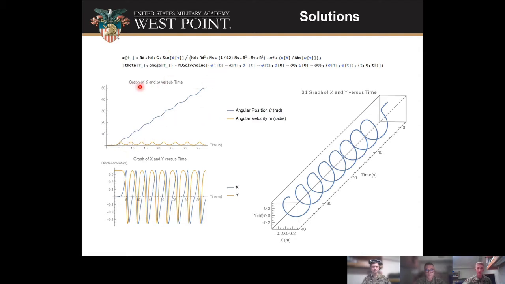So the first graph we have is a graph of theta and omega. So that's going to be position and angular velocity over time. So you can see a slow start, and then you start to get this almost constant increase in angular position. Obviously, it's going to vary depending on where it is relative to the wheel. And then it's going to slow down slightly as you start to see that acceleration due to friction taking effect.